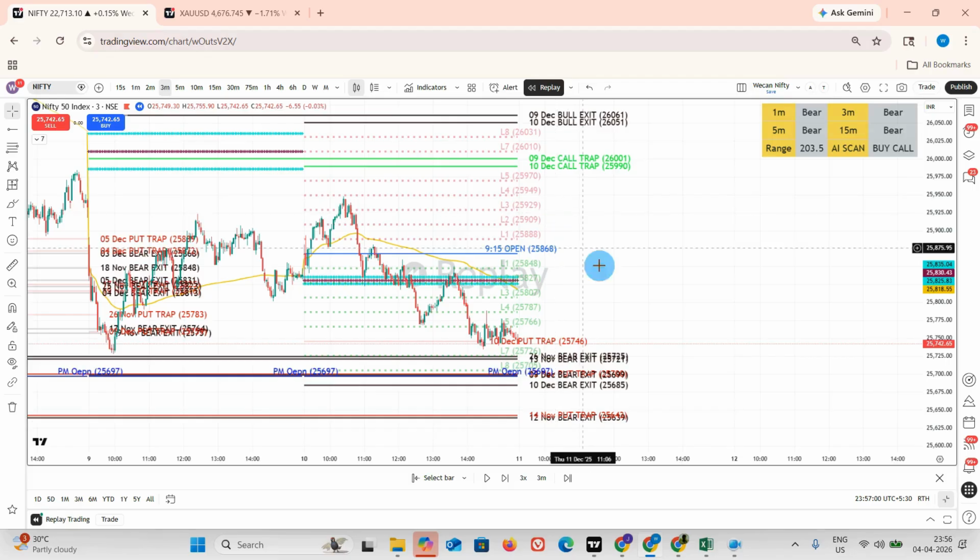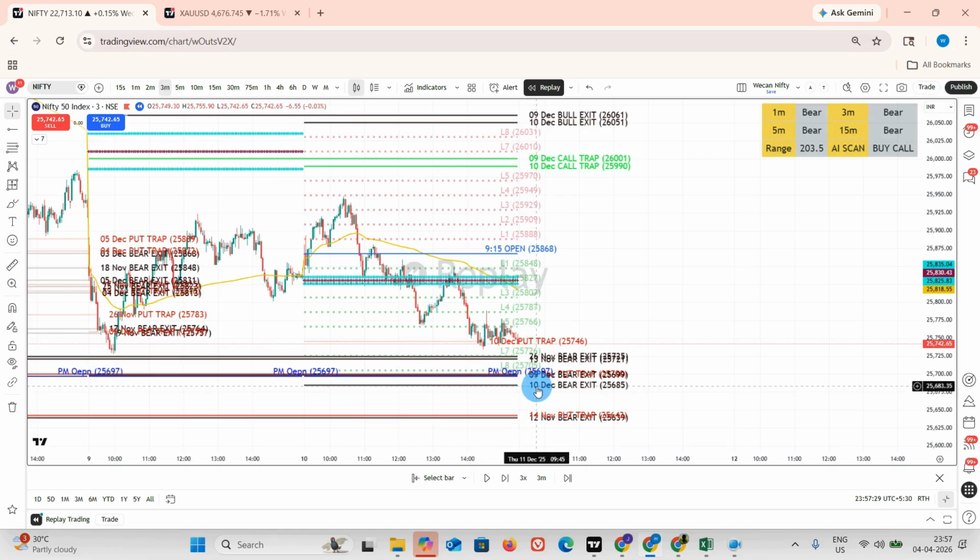So let me play a replay. As per the SEBI rule, I can't show the current data, so at least we should show the public 3 months old data. We can show how our indicator works. So already I am on the 11th, the 10th day is completed. These are the levels for the 10th day.